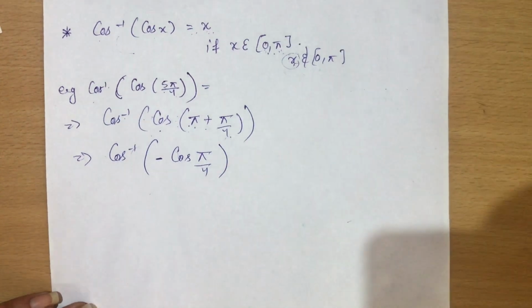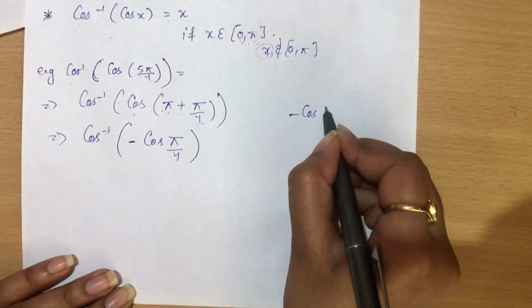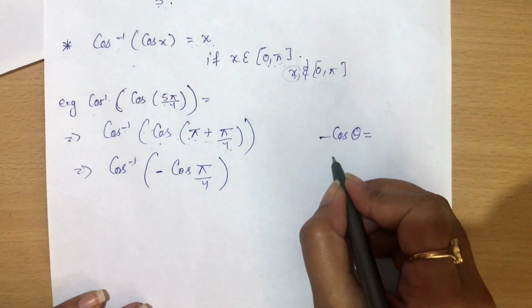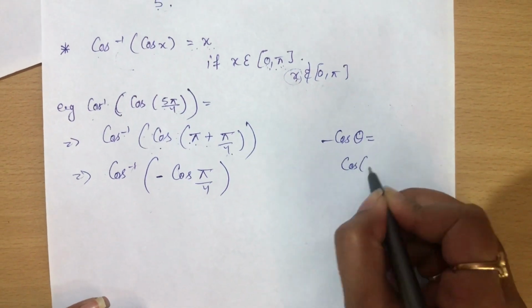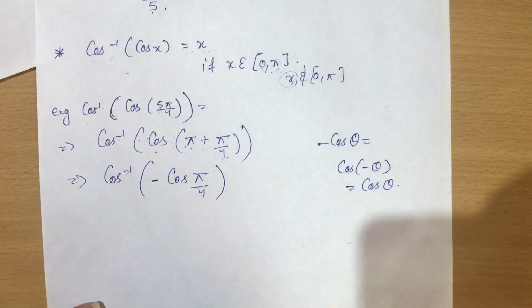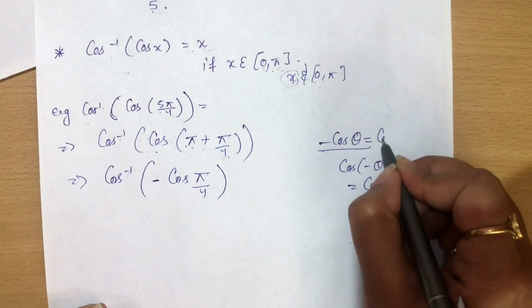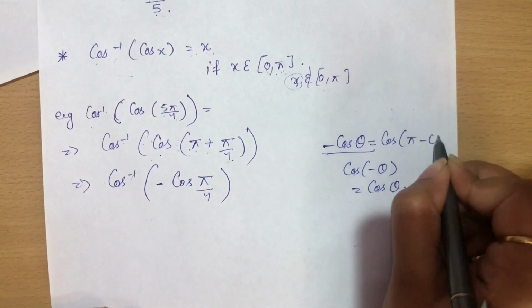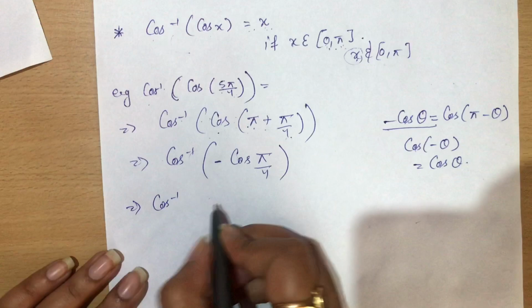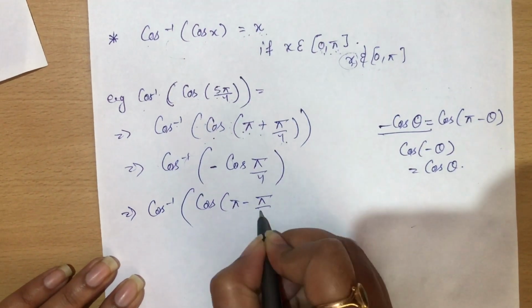Okay students, and one more thing, whenever you find -cos θ, you can't write that this is cos(-θ), because cos of -θ gives you cos θ. So whenever you find -cos θ, always write cos(π - θ). Okay, so it means this will become cos(π - π/4).